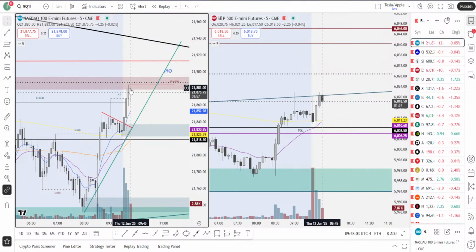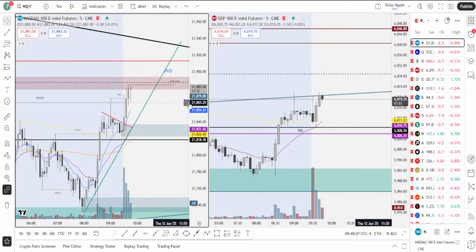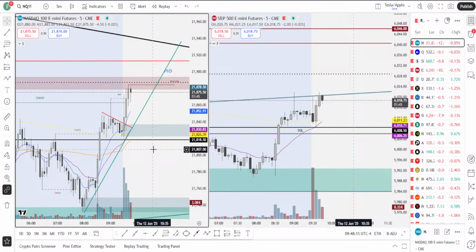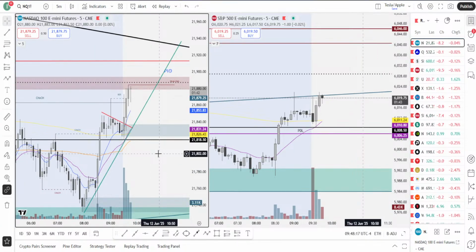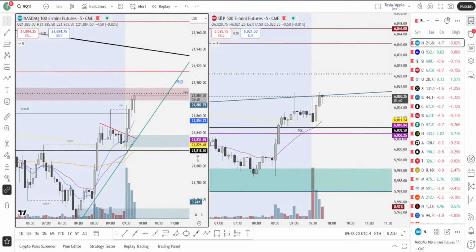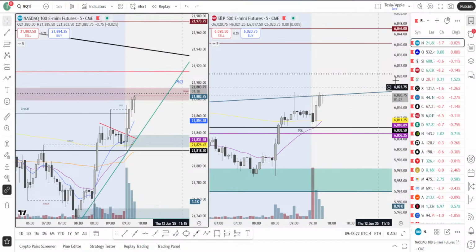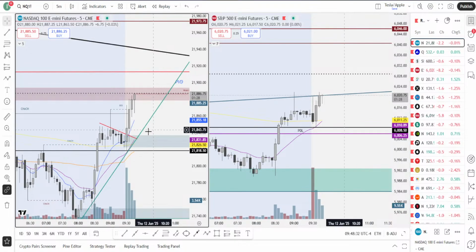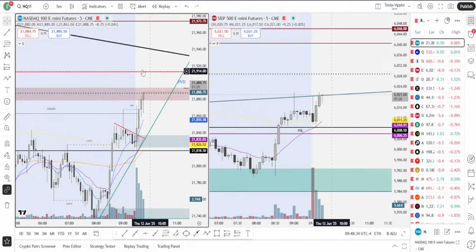Looks like we might push over this supply zone right now. Come on. Come on, buyers, push that thing up there, man. They're gonna go, I think, for this target right here.